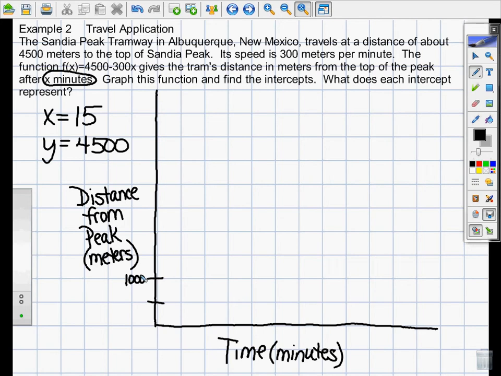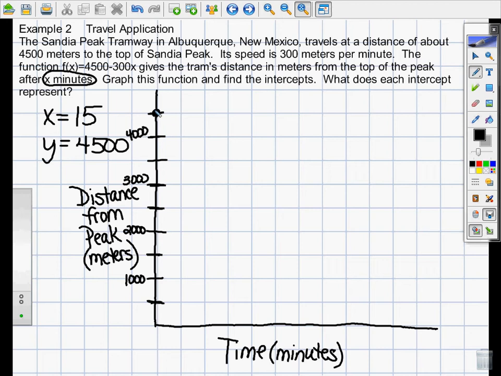So this first line that I drew right here, that'll be 500. The next one, 1,000. So there's 1,500, and here's 2,000. Here's 2,500. Here's 3,000. Here's 3,500. Here's 4,000, and then here's our 4,500. I need 4,500 because that's my y-intercept. So I'm going to mark that. That's my y-intercept.